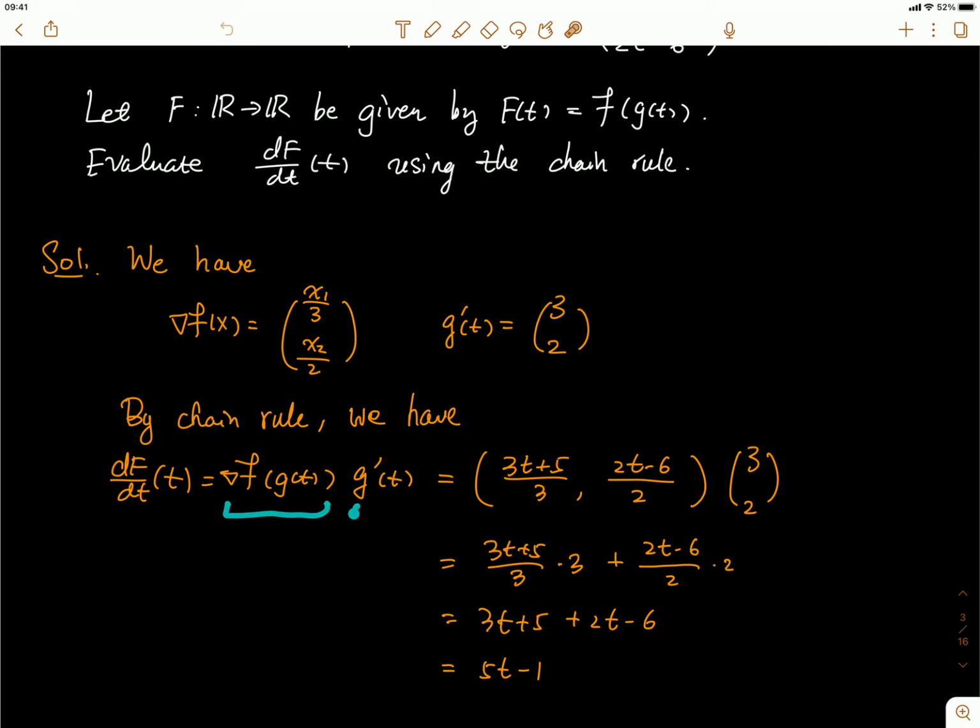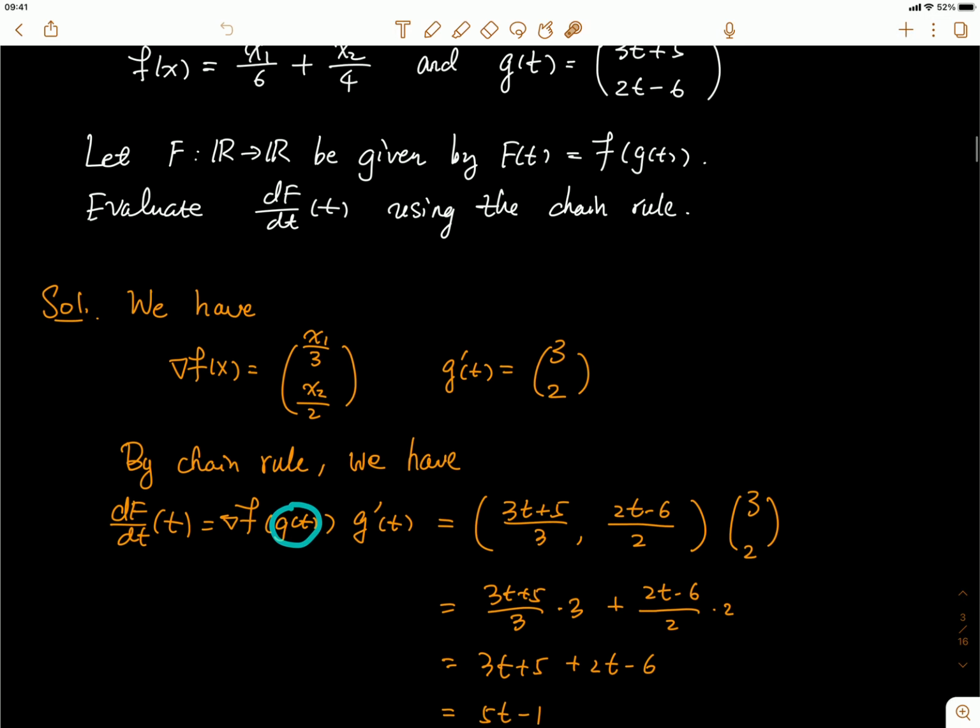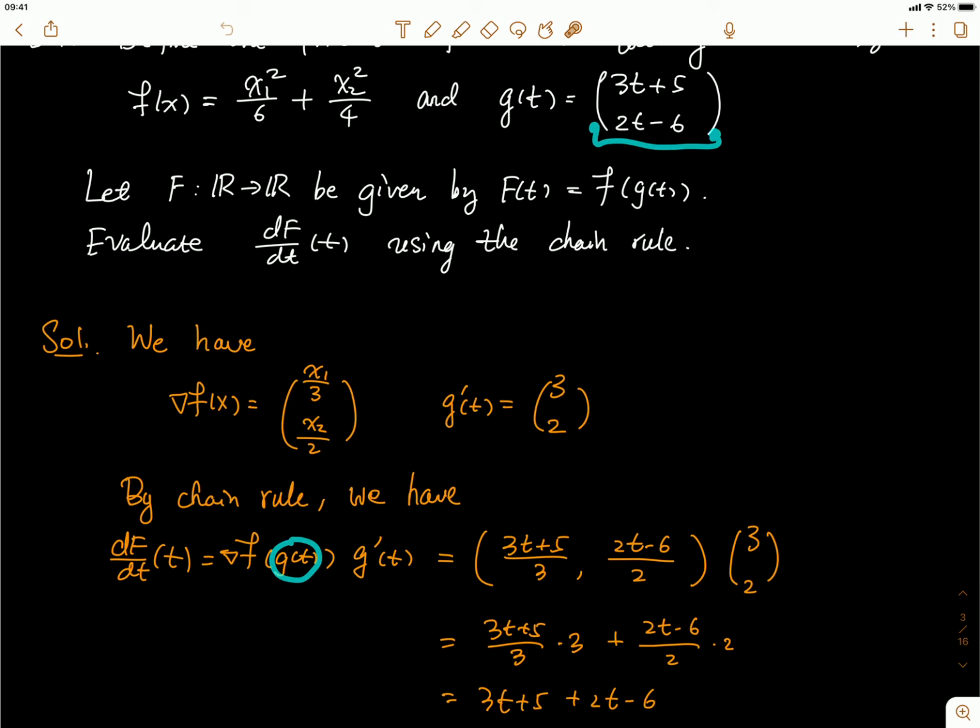The chain rule gives us this, so we need to plug in. For this term, it's easy, just copy it here. For this term, we need to know what g(t) is inside. g(t) is the formula we have above. Whenever we have the gradient of f, it's evaluated at x1 over 3 and x2 over 2. But the x1 should be this term here, because it's placed in the row of x1 when we consider the gradient of f at g(t). And the second component of g(t) will serve as the x2 here.